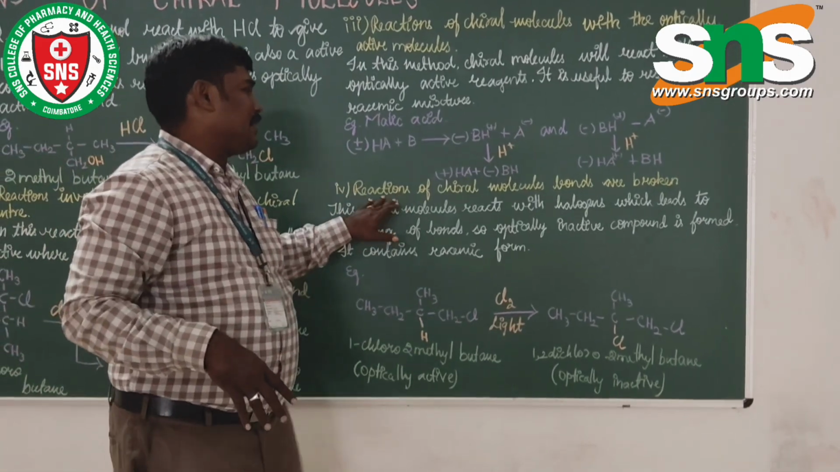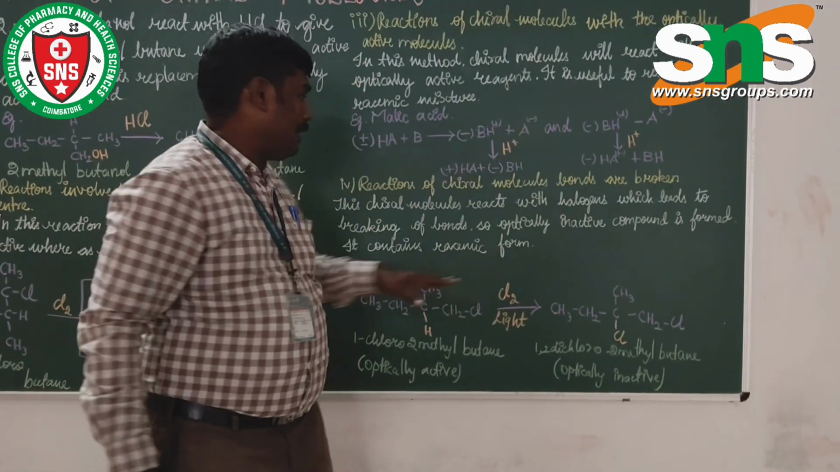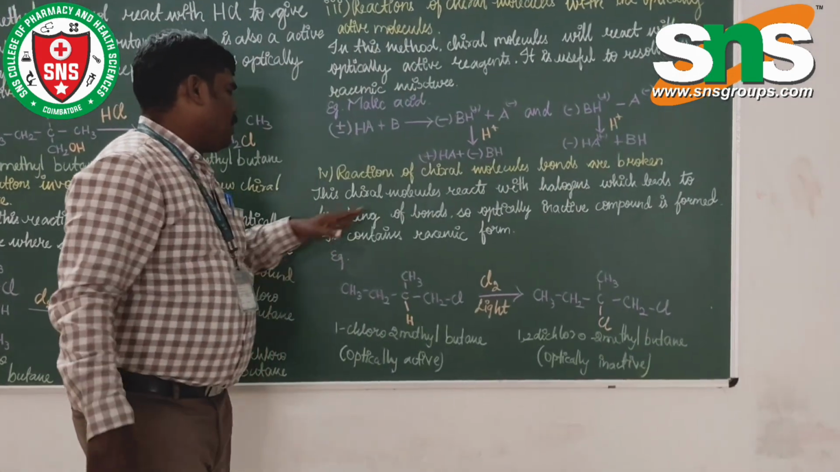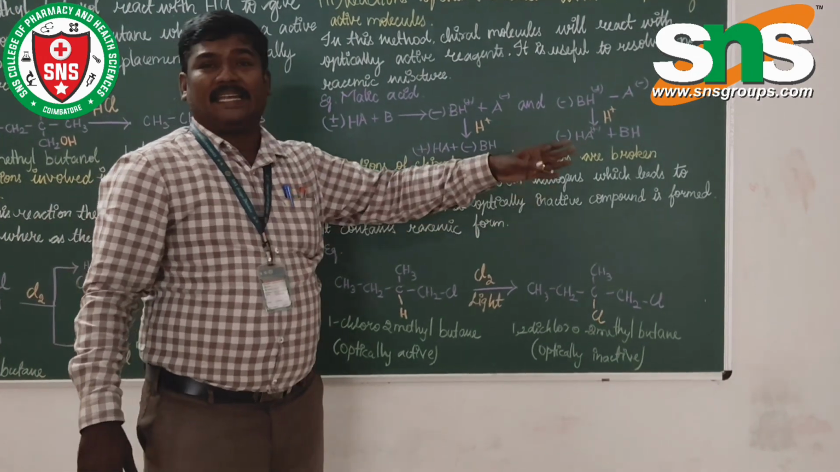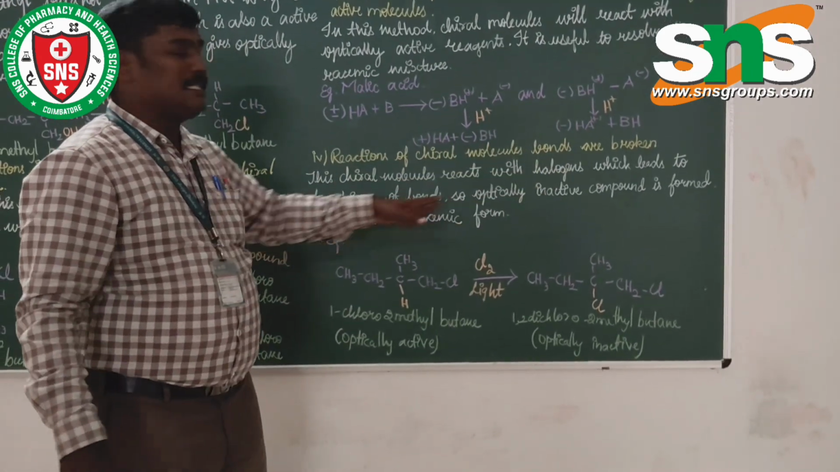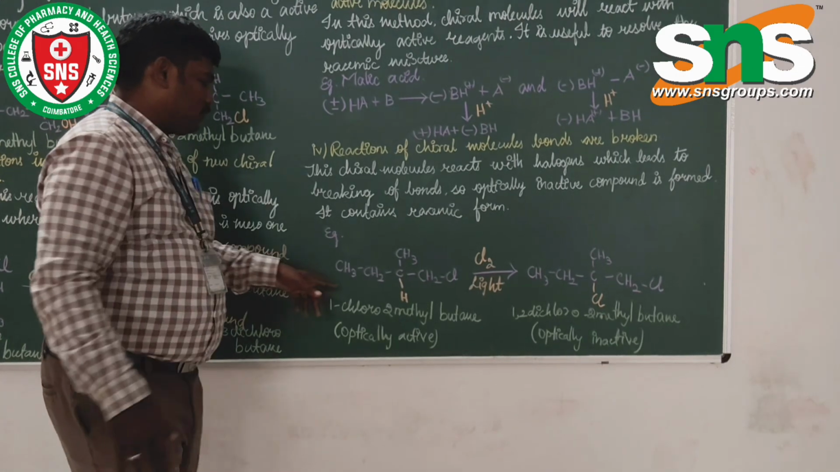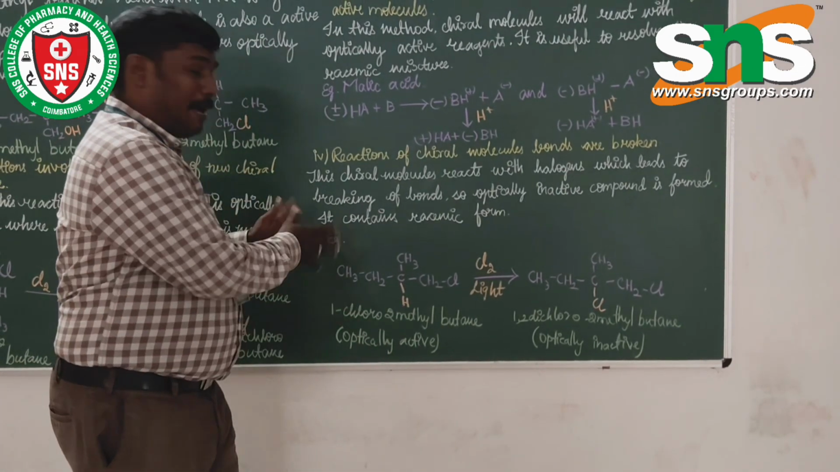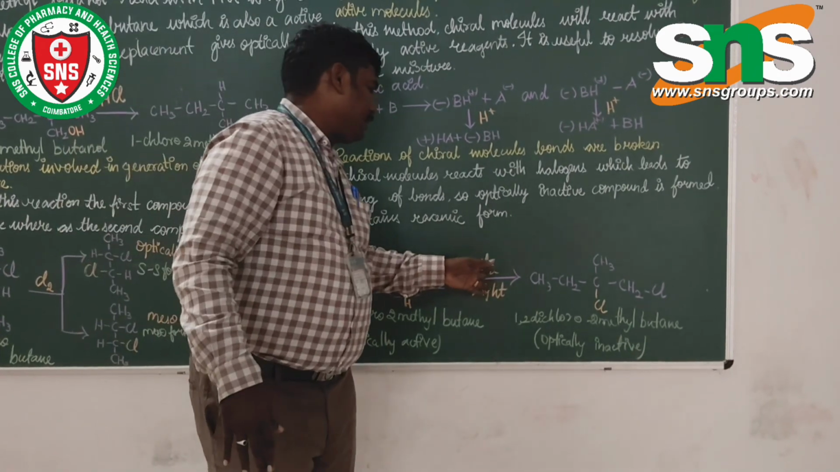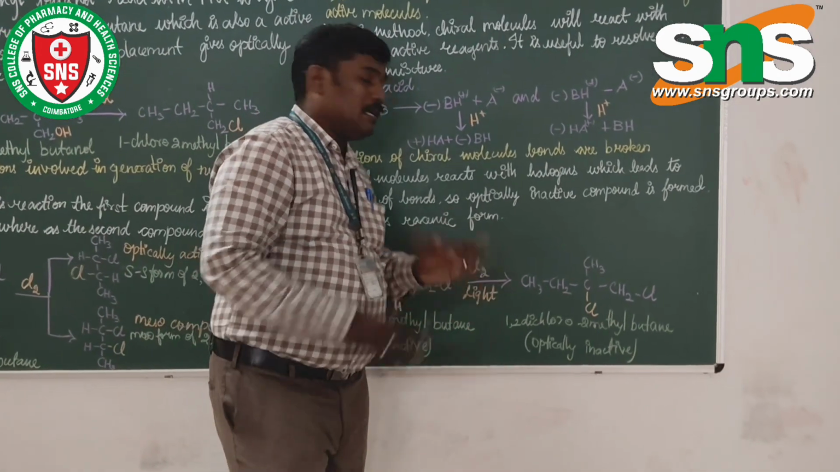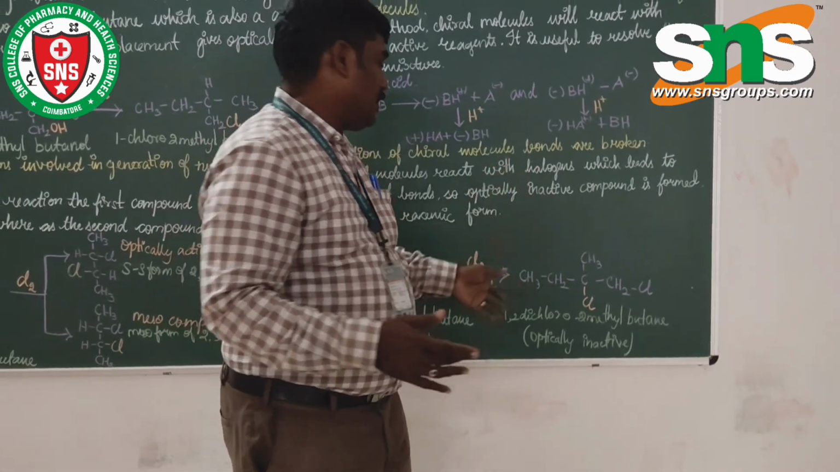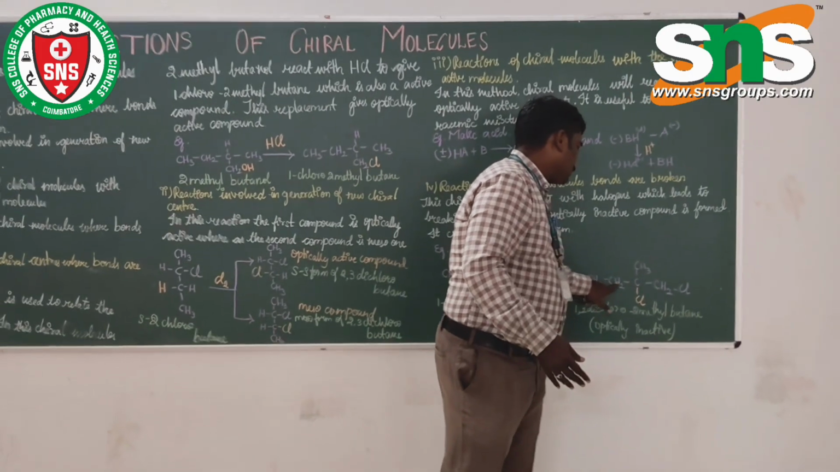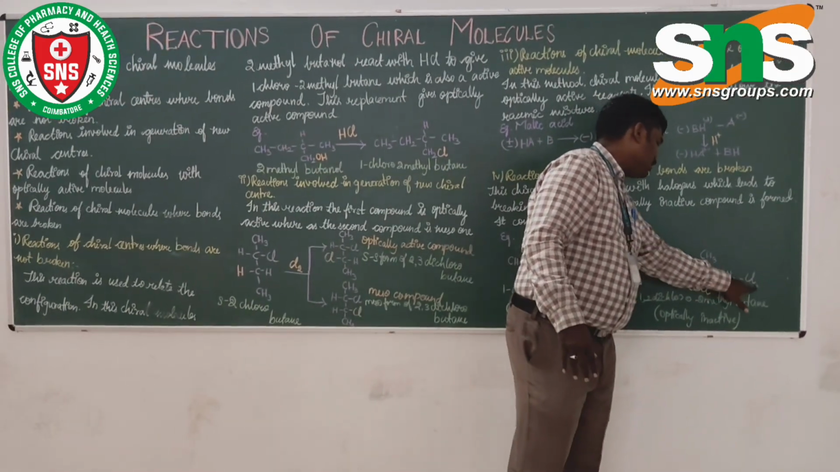The last reaction is reactions of chiral molecules where bonds are broken. Here the chiral molecule reacts with halogen, which leads to breaking of the bond. So an optically inactive compound is formed. So it contains the racemic form. This is the example, 1-chloro-2-methyl butane. It is optically active, whereas on treatment with chlorine in presence of light, it will be divided into two equal halves. So it will give the optically inactive compound, that is CH3, CH2, CCH3Cl, CH2Cl.